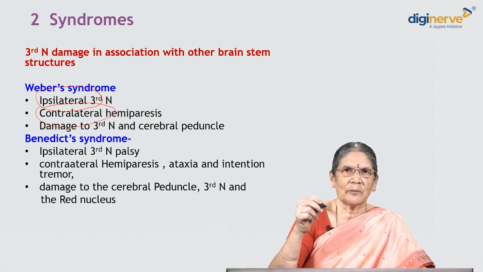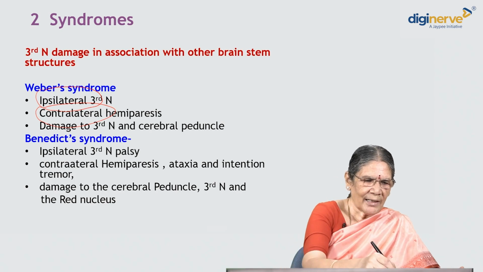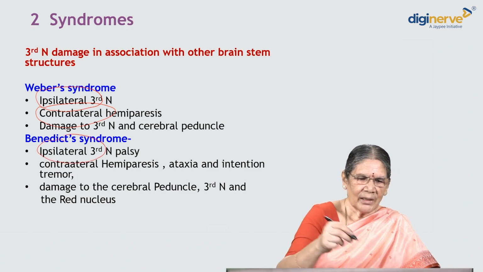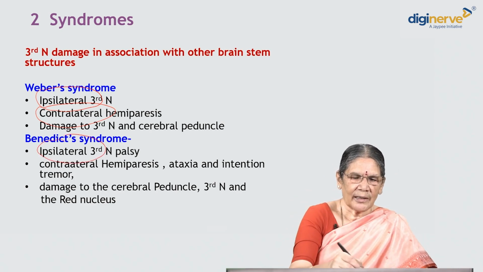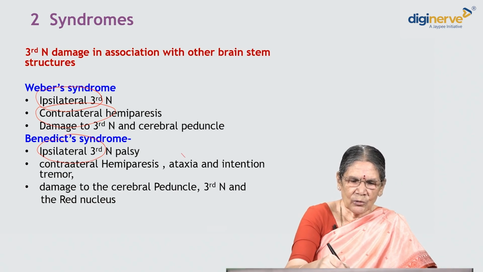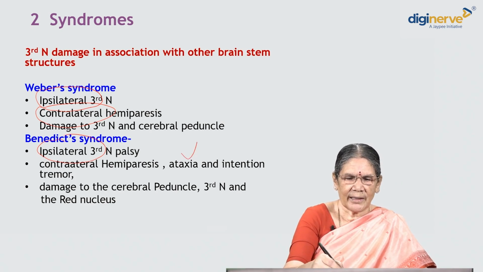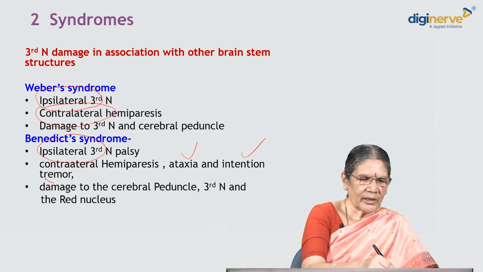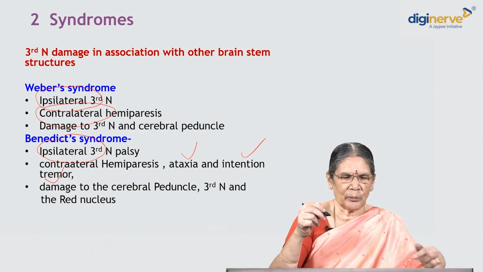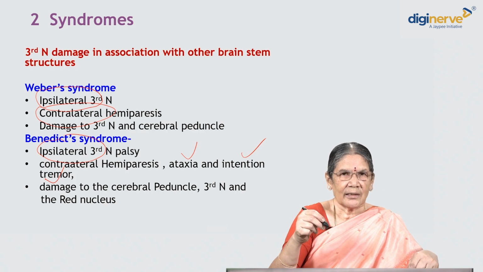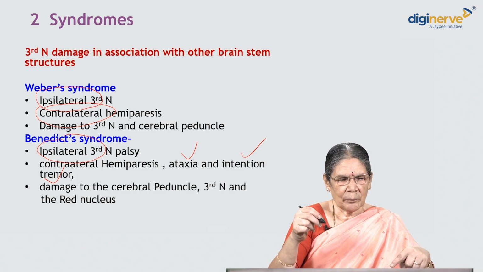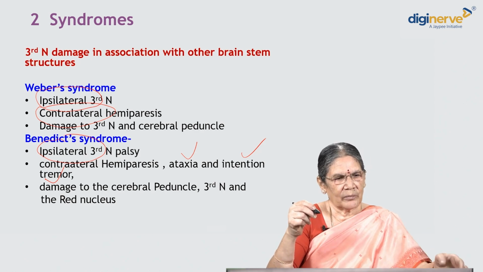And the second one described is Benedikt syndrome, where there is again ipsilateral third nerve palsy and contralateral hemiparesis, but also associated with ataxia and intention tremor. That is the differentiating point here. This is again associated damage to the cerebral peduncle and red nucleus along with the third nerve damage.